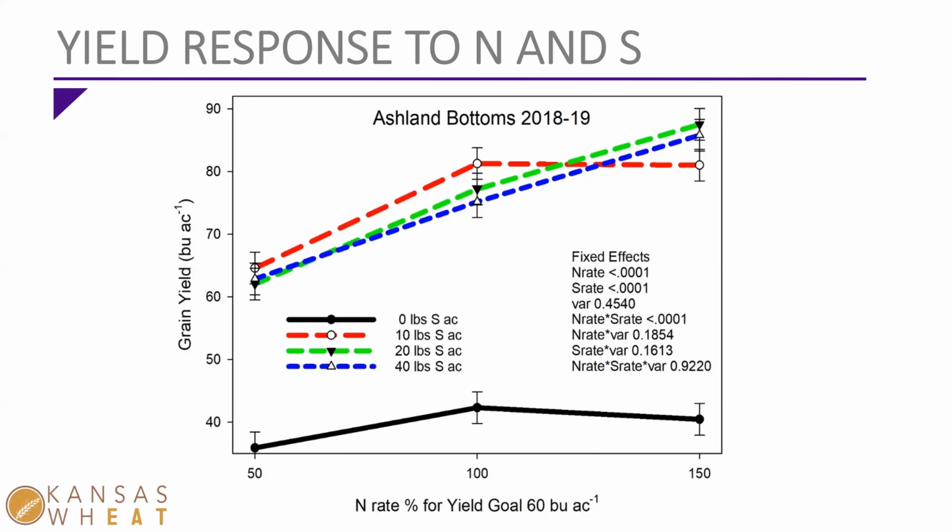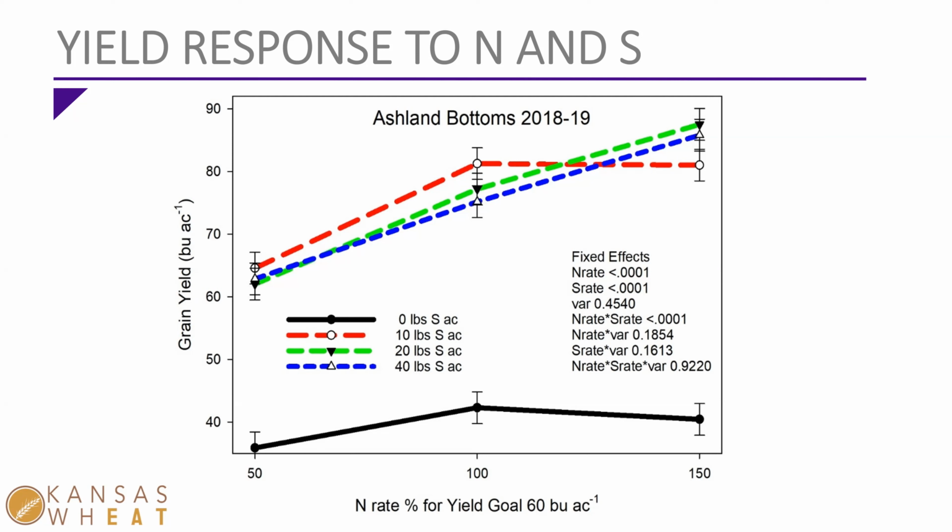First, let's look at that black line at the bottom of the slide. We're looking at nitrogen rate on the bottom axis versus the different colored lines, which are our sulfur rates, right? The black line is 0 units of sulfur per acre. The first thing that we see here is that regardless of our nitrogen rate, going from 50% all the way to 150%, we almost saw no response if we didn't put sulfur out.